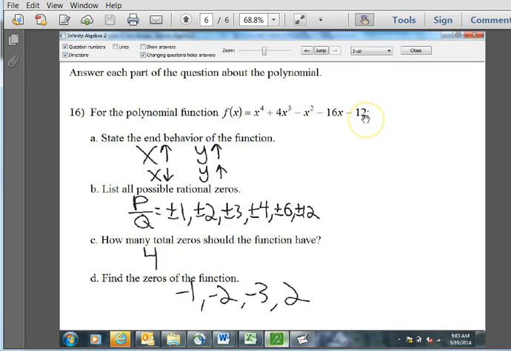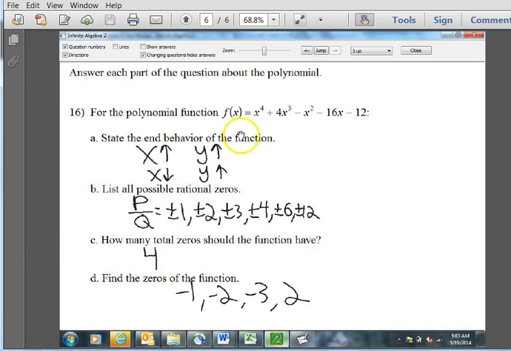I do have a constant term at the end here, which is nice. I don't like to factor out a GCF. There's an x to the fourth out in front. It's the biggest power I've got. Put a positive to the fourth power, I'm going to get a positive. Even if you take a negative to the fourth power, I'm still going to get a positive. My p over q list, all the factors of 12, divided by all the factors of 1, there you go.